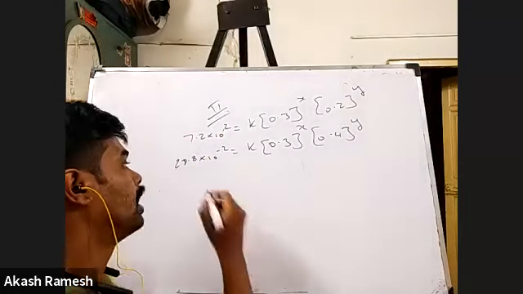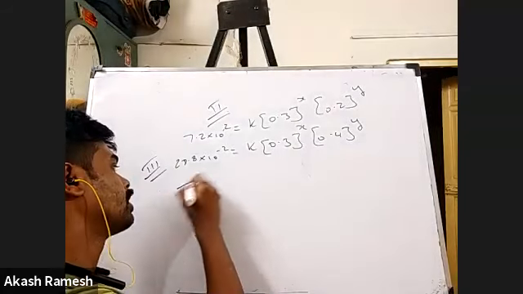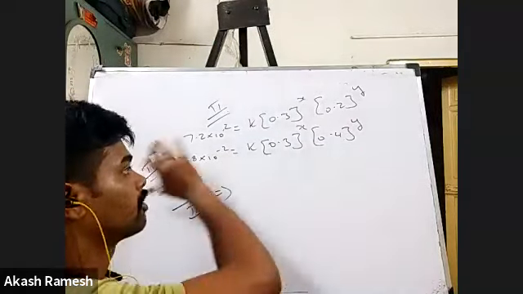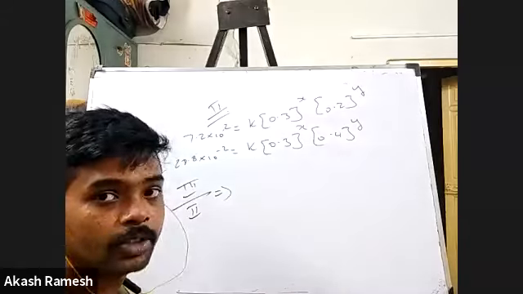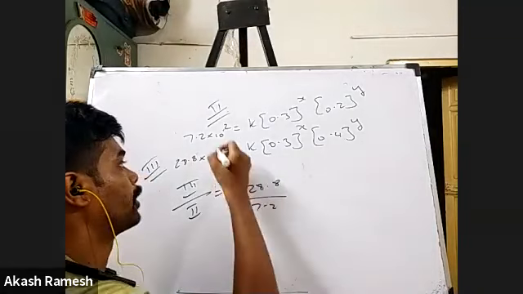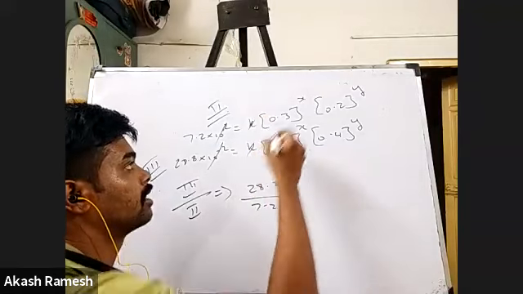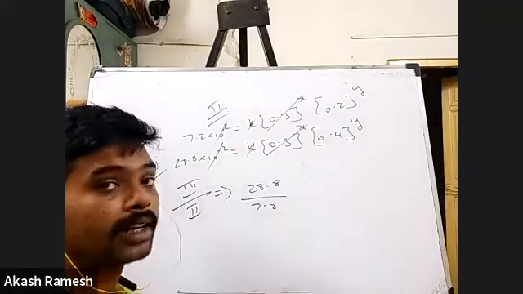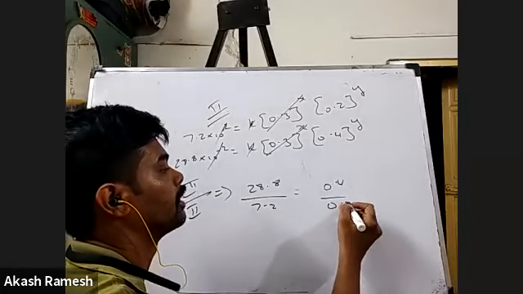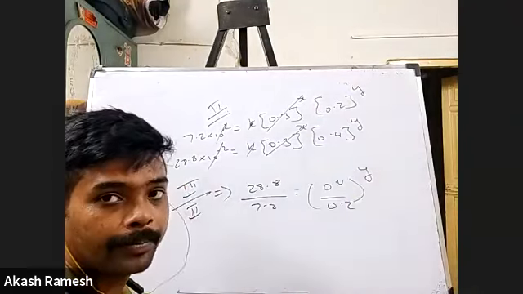Okay, so now what will I do? This is for 3, basically what I wrote here. You take the third equation and divide it by the second equation. So I will have 28.8 divided by 7.2, because the 10 power minus 2 terms get cancelled. K gets cancelled. 0.3 power x and 0.3 power x get cancelled. So now what do I have? I have basically 0.4 divided by 0.2, the whole power y.